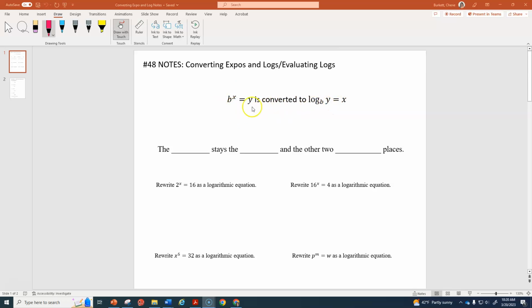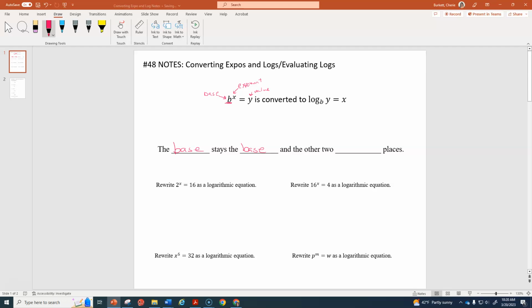And the conversion is this. It says that when we start off with the exponential, we're going to change it to a log. The base stays the base. That's what goes right here. What I'm talking about is that in this exponential, the base is the b right here. It's being raised to an exponent. And then this is the value of that base being raised to the exponent. Okay, that's your final value.